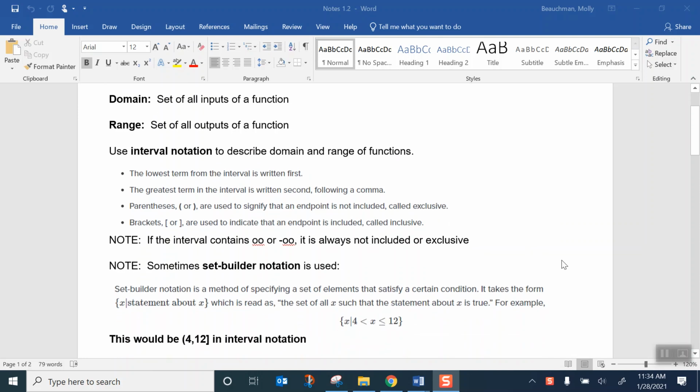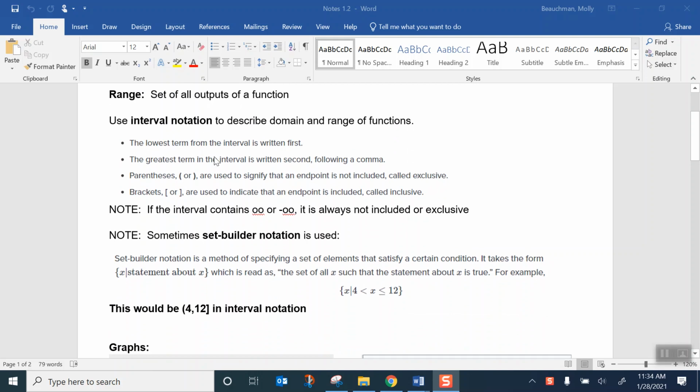So a reminder of interval notation: the lowest term is written first, the greatest term is written second, following a comma. Parentheses are used to signify an endpoint is not included, called exclusive, and brackets are used to indicate that an endpoint is included, called inclusive. And just a note, if the interval contains infinity or negative infinity, it is always not included or exclusive.